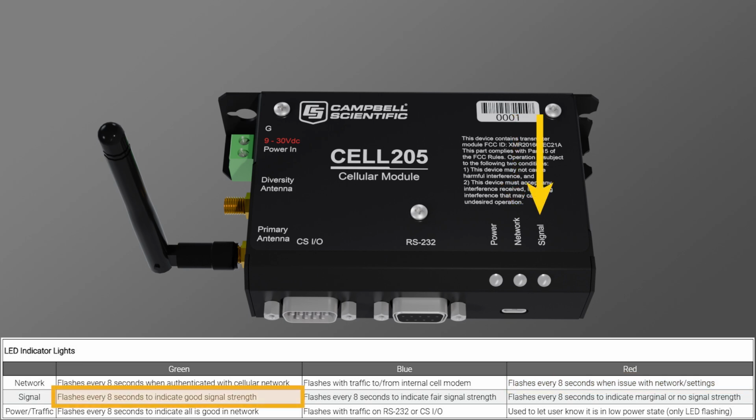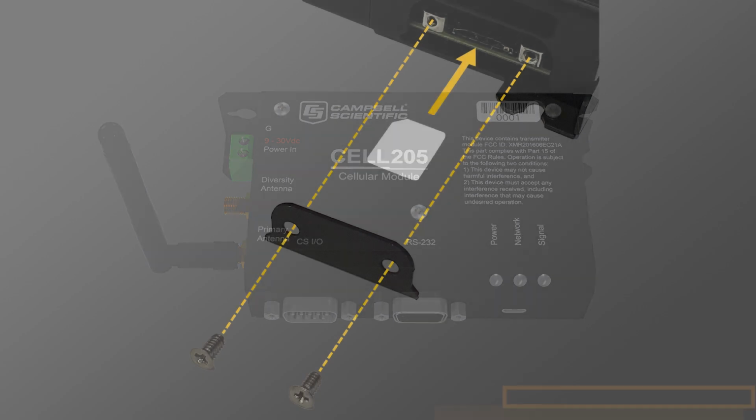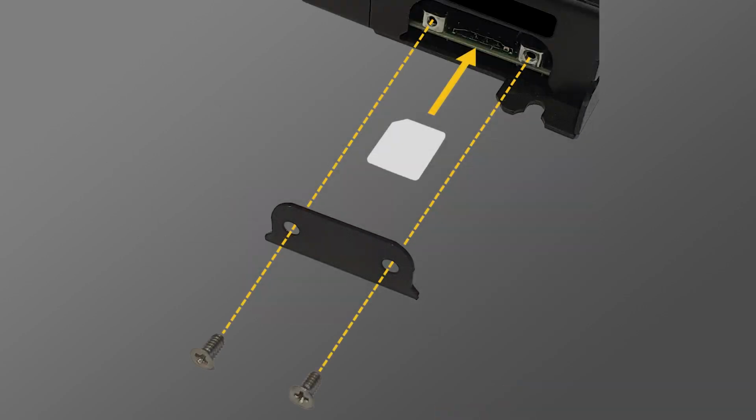The signal LED flashes green to indicate good modem signal strength, blue to indicate fair signal strength, or red to indicate marginal or no signal strength. If the LEDs indicate a network problem, remove the SIM card cover and verify the SIM card is oriented correctly with the gold contacts face down and locked into place.